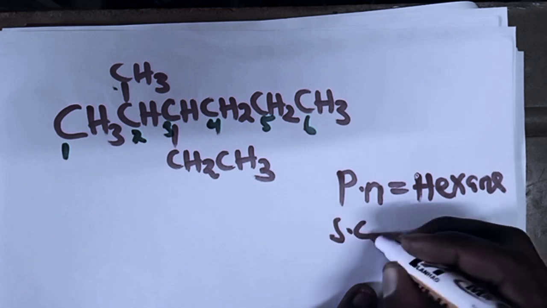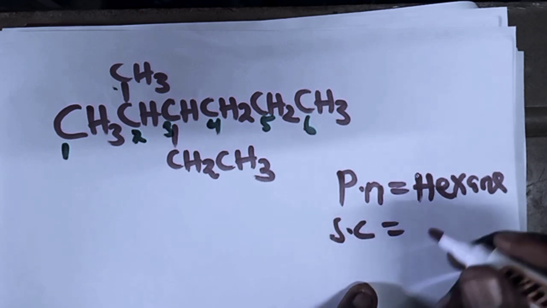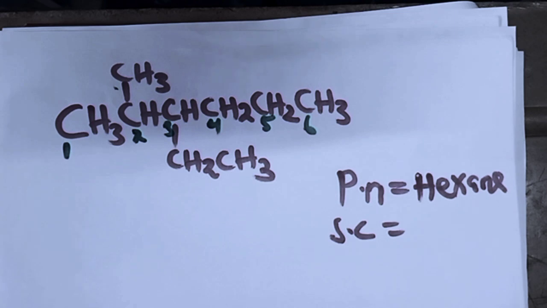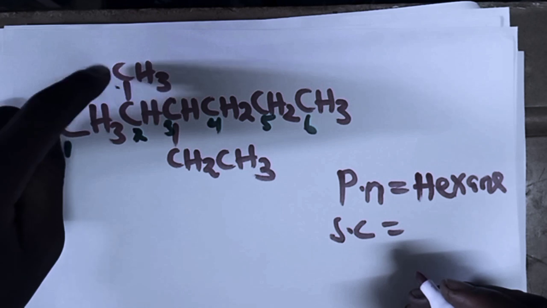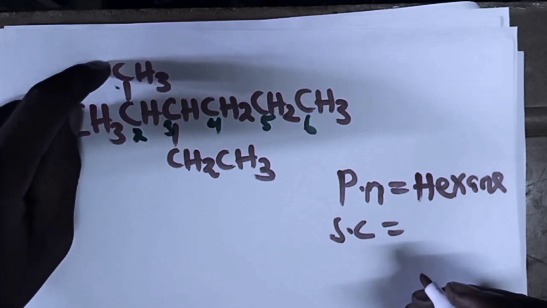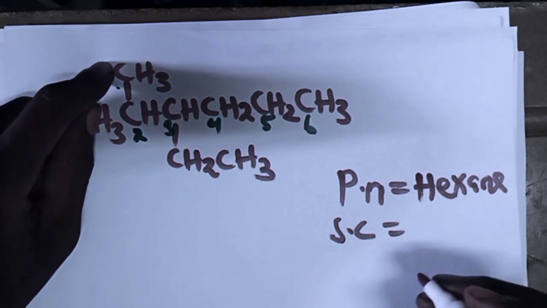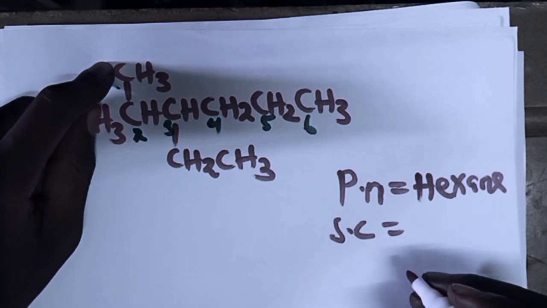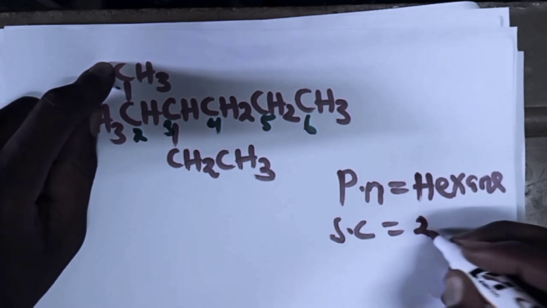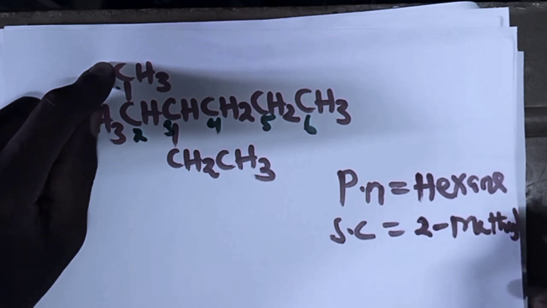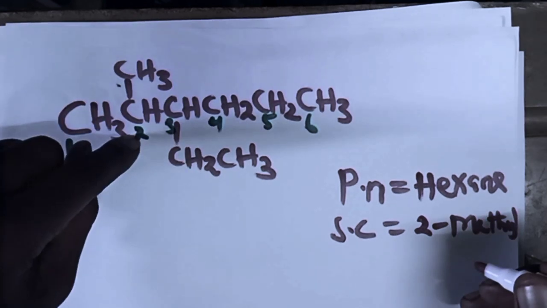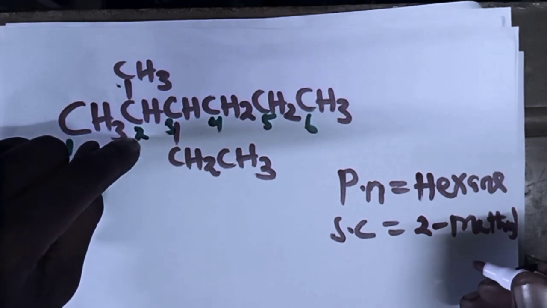Then side chain. What are the side chains we're having? This is row number 3. We have this one. How do you call this organic compound? It is methane. But when it is a side chain, it will be methyl instead of methane. So we have 2-methyl. Why am I saying 2-methyl? Because it is on the second locant, the second carbon in the longest chain.